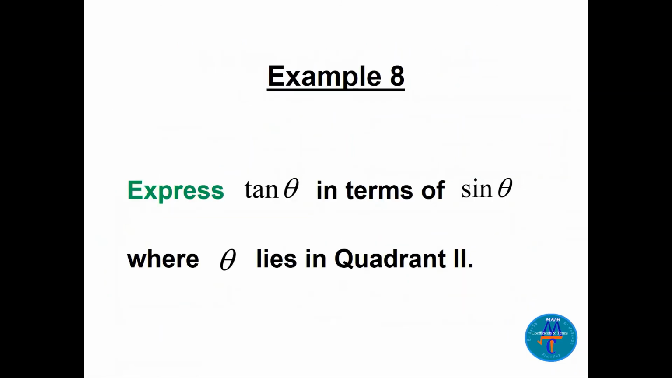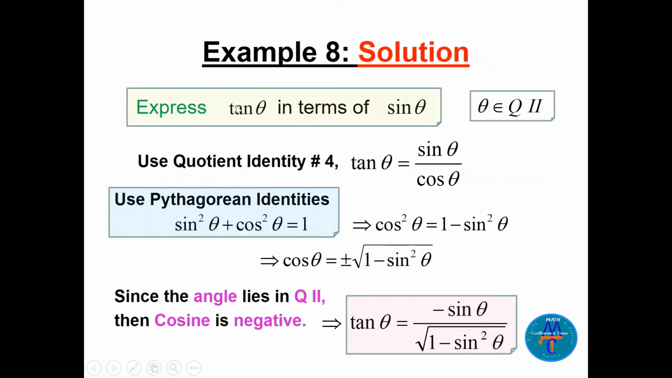Now express tan theta in terms of sine theta, where theta lies in quadrant 2. Now we don't know a formula that relates tan theta and sine theta. We have to find it now. So we start, this is the question here, express tan theta in terms of sine theta. I start with the quotient identity number 4, tan theta equals sine theta over cosine theta. There's a condition here, theta in quadrant 2. So I need tan theta equal to something in terms of sine theta. So I have to remove this cosine theta.